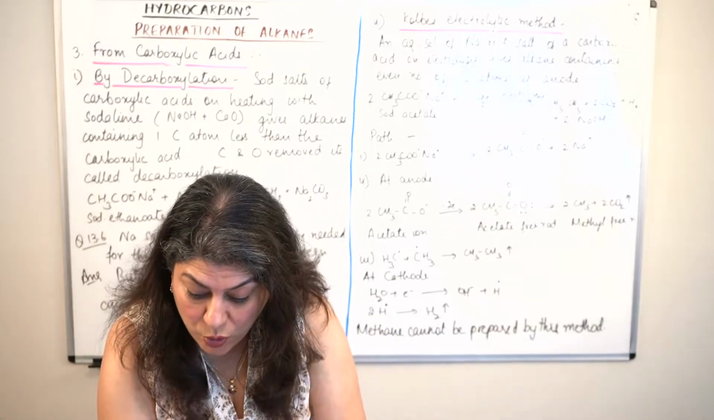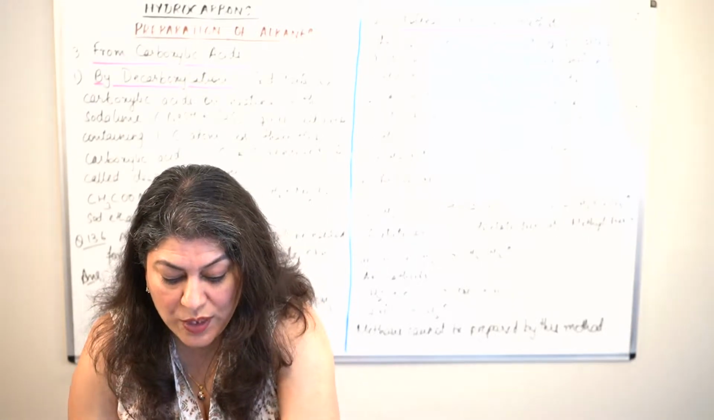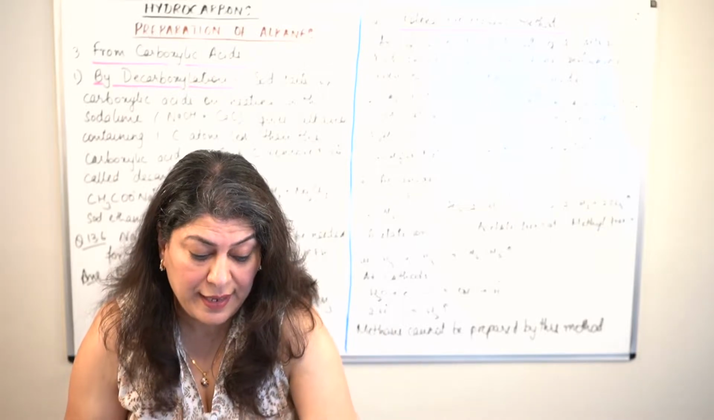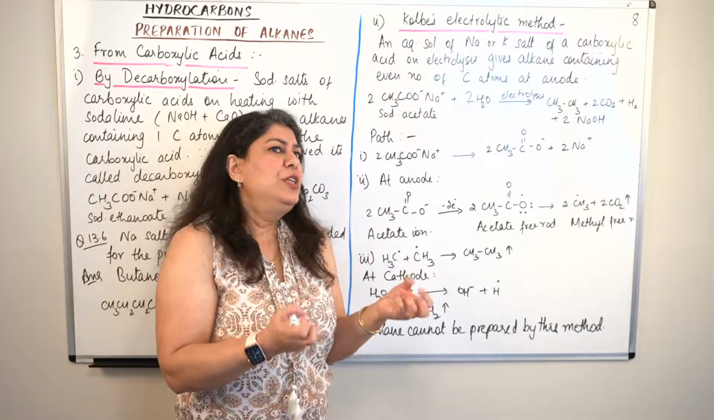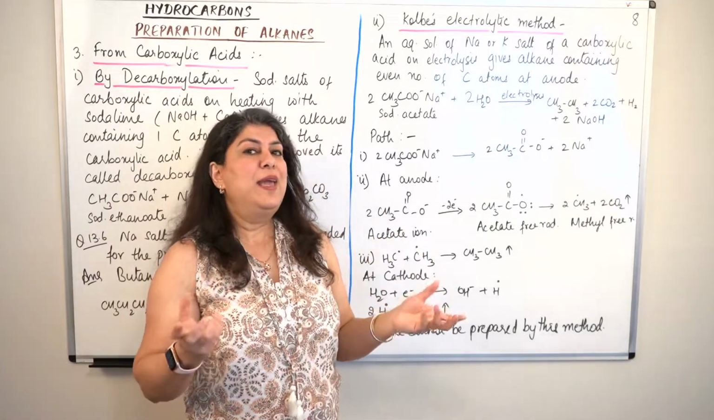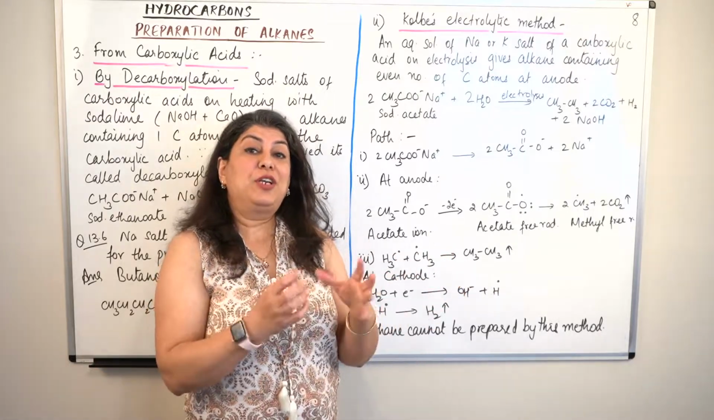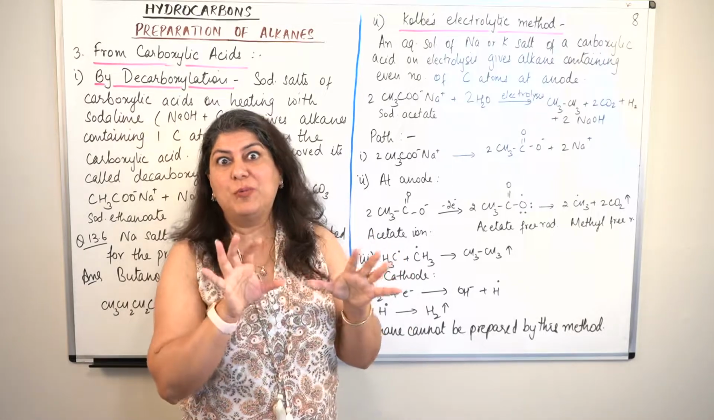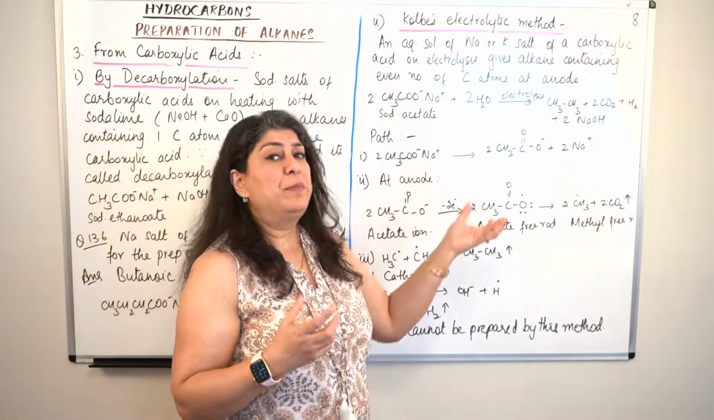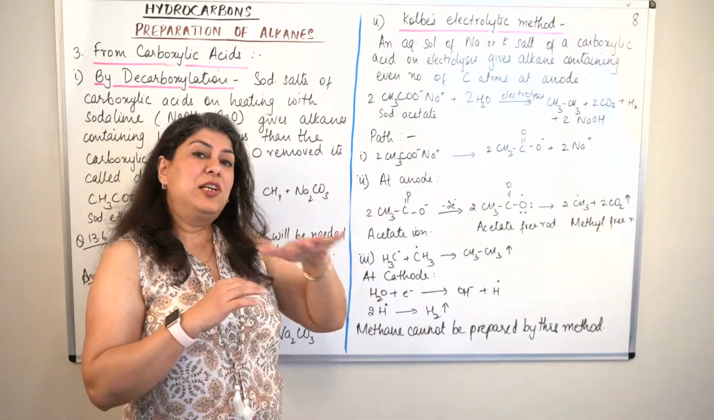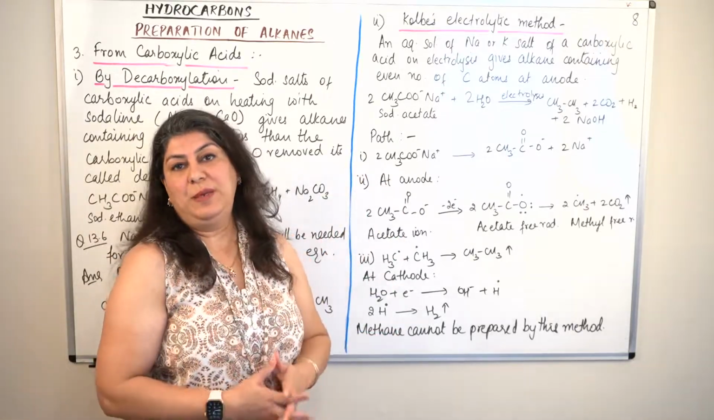In the previous video also we had the Wurtz reaction. In the Wurtz reaction we said you get an alkane with an even number of carbon atoms. But in that case you could have chosen your two reactants in a way that one was even and the other was odd. Then you would have got a product with an odd number of carbon atoms also. But here you will always get the hydrocarbon with an even number of carbon atoms.